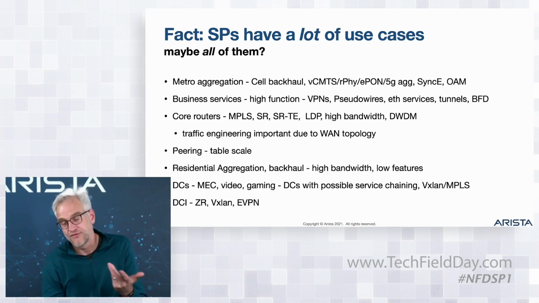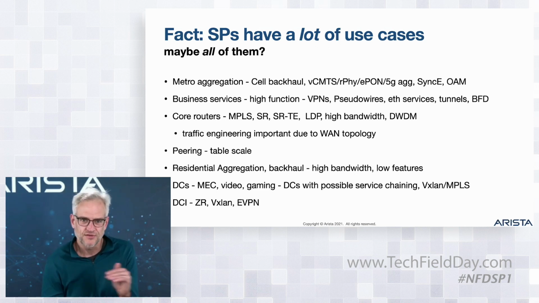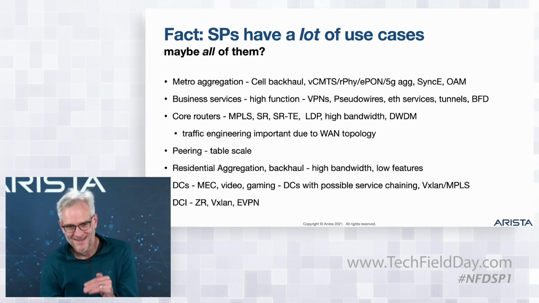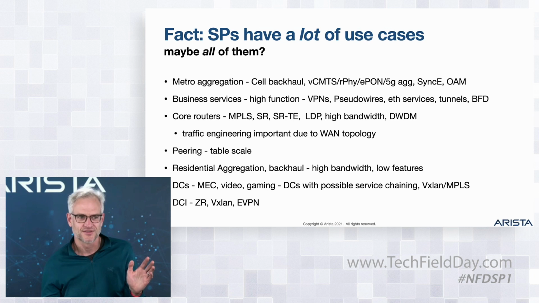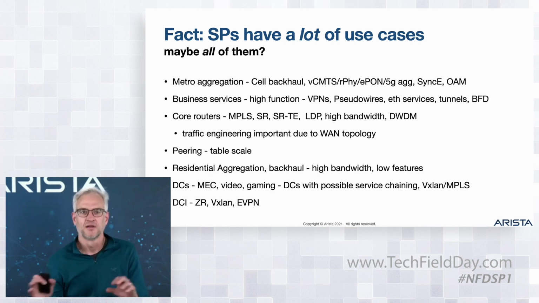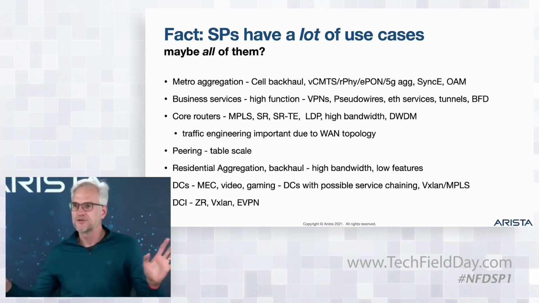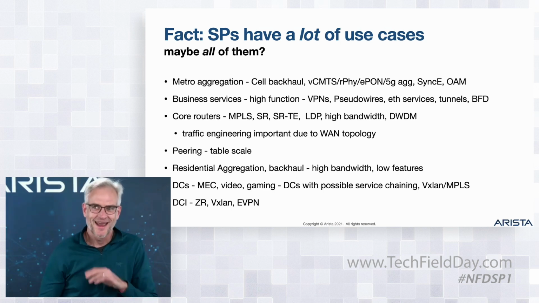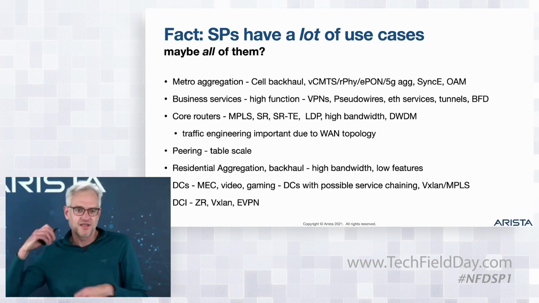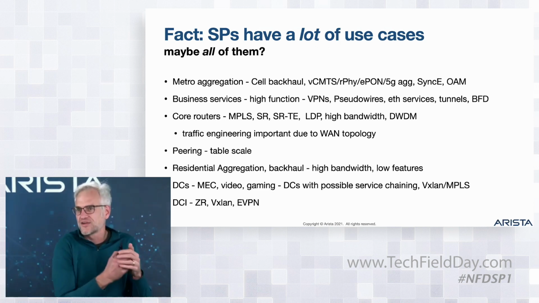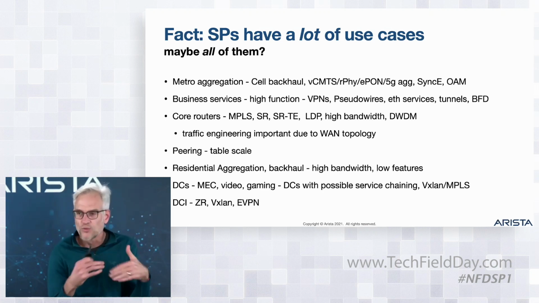The second trend, or fact, that again is undeniable, is that service providers have a lot of use cases. It was very interesting. I was in a conference talking to one of the guys who runs one of the largest US service providers, and he impressed upon everyone, they have everything. They have every use case. They have every router that anyone makes, they have it somewhere in their network. And because they've got all these different use cases, from metro aggregation, business services, core routers that need high speed and traffic engineering, peering routers that need lots of table scale, lots of peers, residential aggregation, which really just needs this high bandwidth functionality.